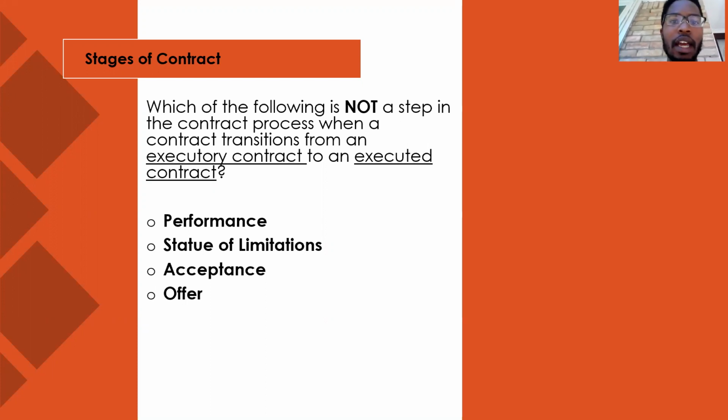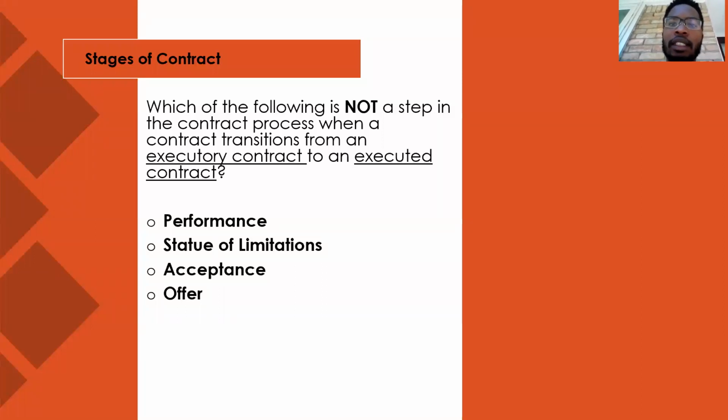Which of the following is not a step in the contract process when the contract transitions from an executory contract to an executed contract? So specifically this question, what's to stand out is, what is the contract process? So in the contract process, you have offer, acceptance, and performance.